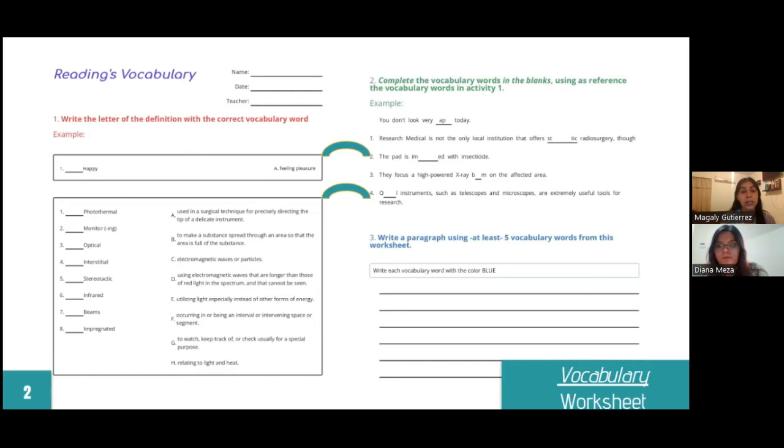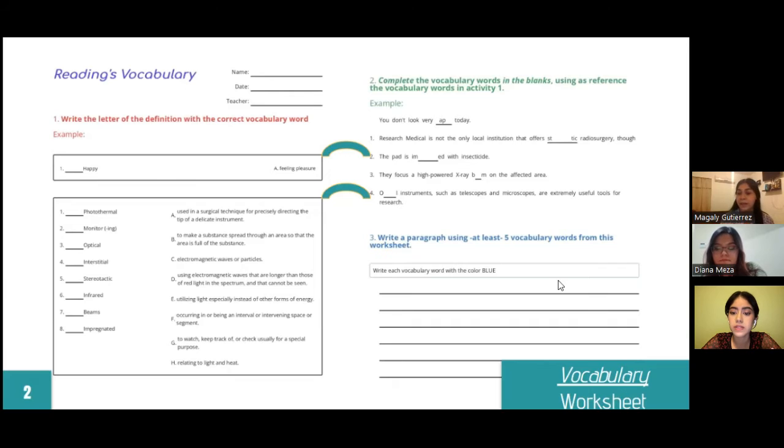In the first activity, it's match or write the letter of the definition with the vocabulary word. And the second activity is complete fill in the blanks. It has some letters for the students to be able to recognize which word is the one we're going to write, and it is the same as the first activity. And the third activity is write a paragraph using at least 5 vocabulary words, just as this one from the first activity in this worksheet.